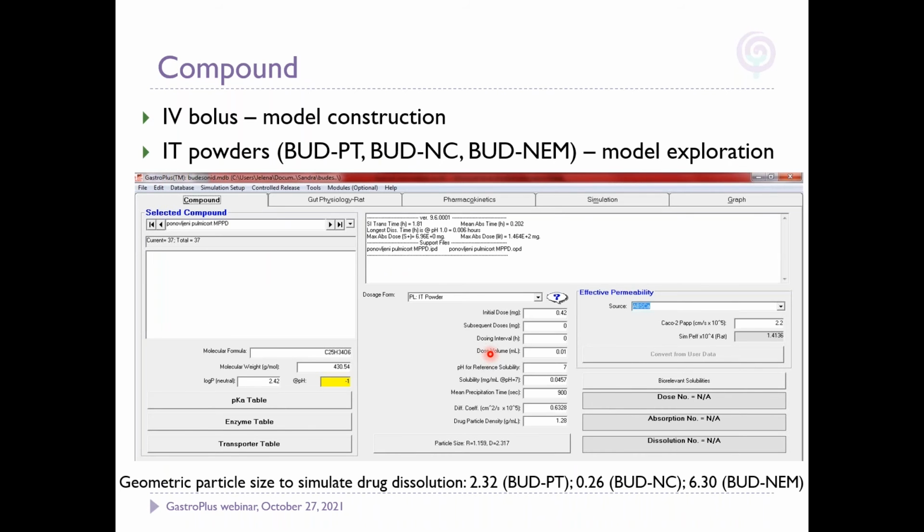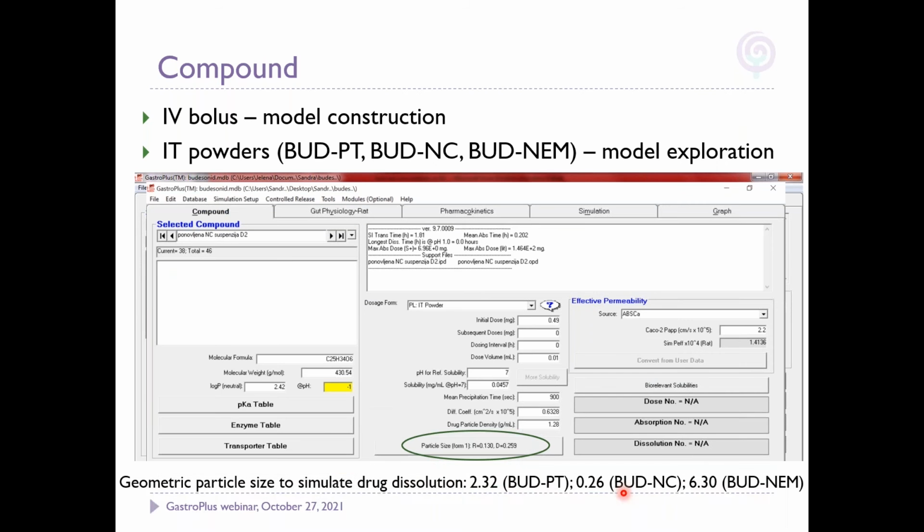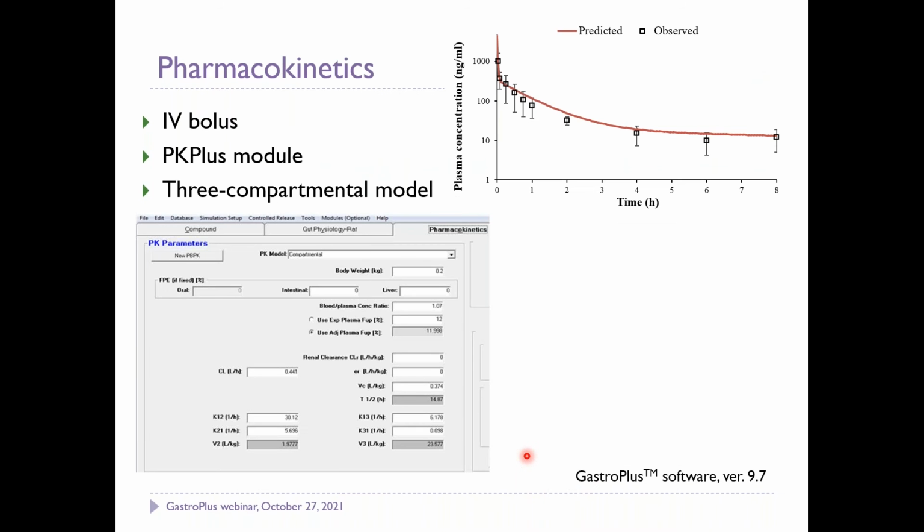The model was firstly constructed for intravenous bolus. And then the same drug-related inputs were used to simulate drug performance following intratracheal administration of the 3 tested formulations. The only parameter that differed was geometric particle size, which was determined in vitro. The results of PK+ analysis show that budesonide pharmacokinetics in rats can be described by a 3 compartmental model, and the PK+ estimated pharmacokinetic parameters were used to generate the budesonide specific model.